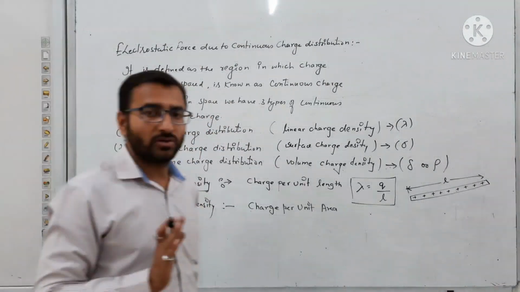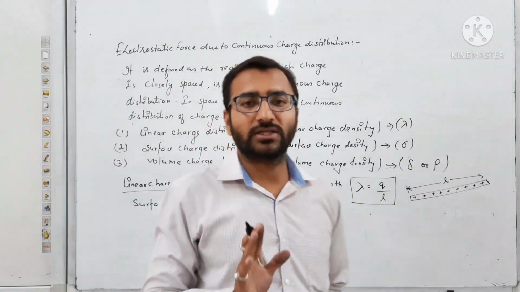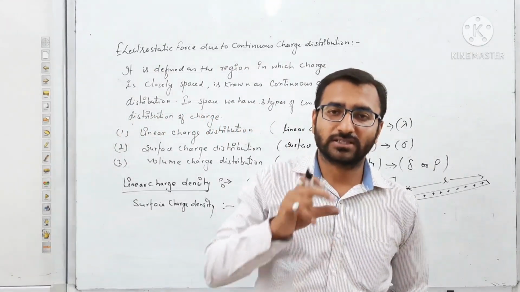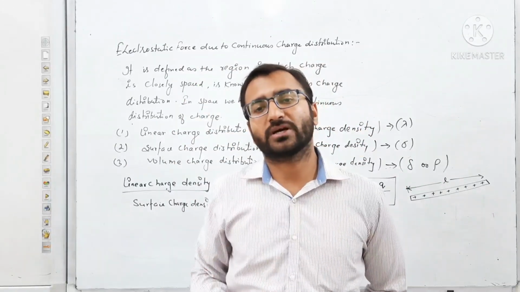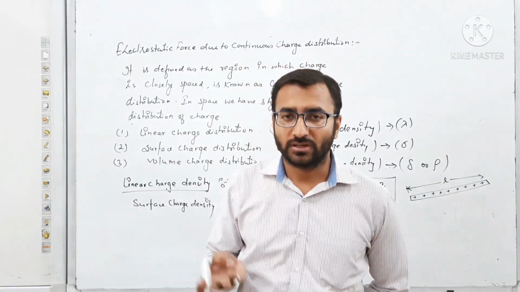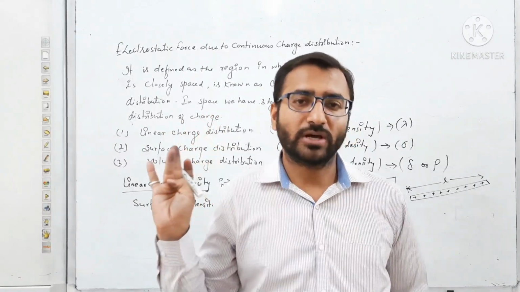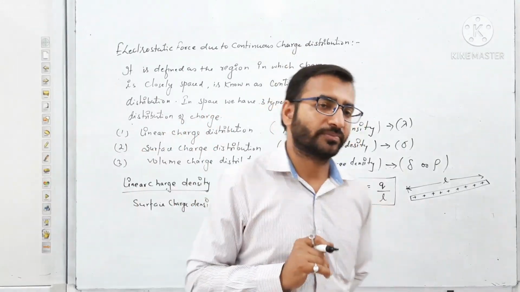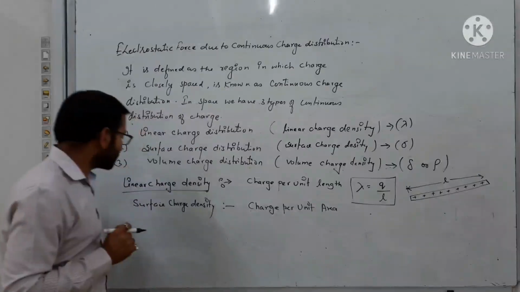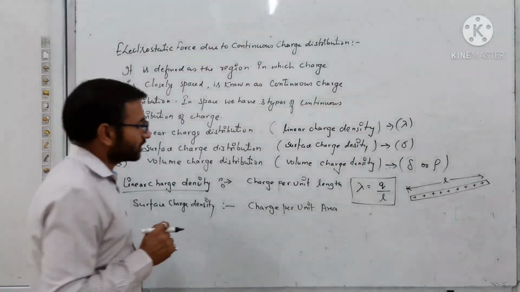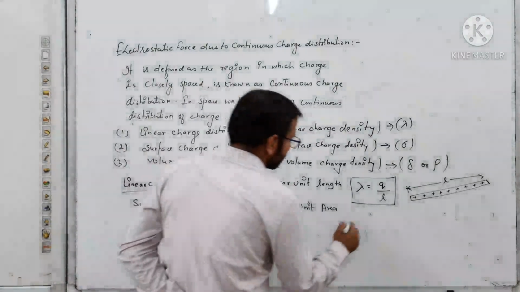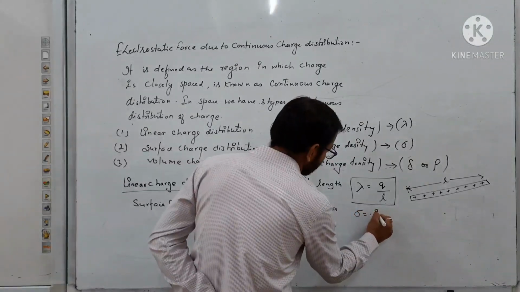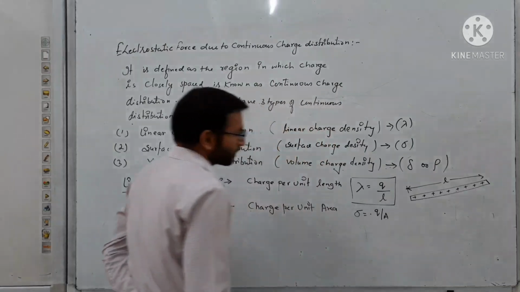As I told you earlier, there are three types of distribution of charge: along a wire, along a plane sheet, and along a cubical or cuboidal body, meaning one dimensional, two dimensional and three dimensional. Surface charge density means the distribution of charge per unit area, denoted by sigma. It is equal to Q upon A.